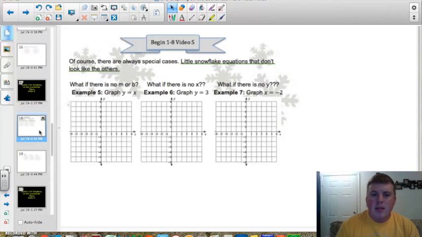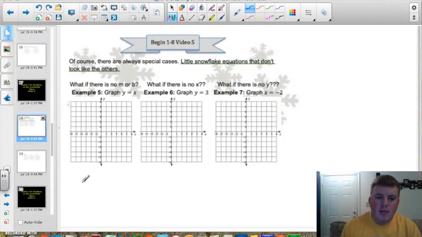So the first example, example 5 we're going to look at, there is no m or b in the problem. We are just given y equals x. So we normally would start with our y-intercept, but we don't have one in this problem. There's no b. We have to do a little bit of critical thinking to help us figure out what the y-intercept is. Remember, our b is something that we add to that x value. Now, we only have an x there, so we need to add something that's not going to change the x.